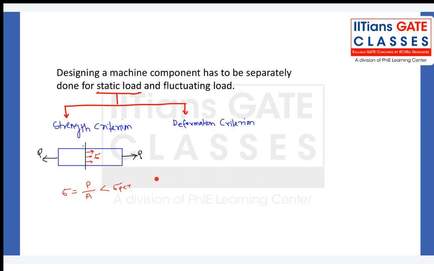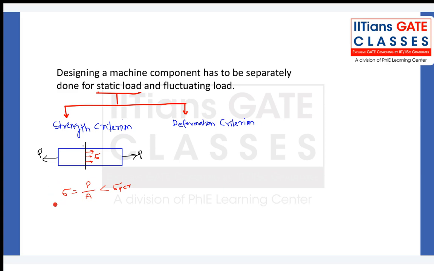What is the permissible stress of the material? This is a material property: what is the maximum amount of stress the material can take? It might be steel, cast iron, aluminium, copper, whatever the material is made up of. Every material will have a maximum amount of stress that it can withstand, right?